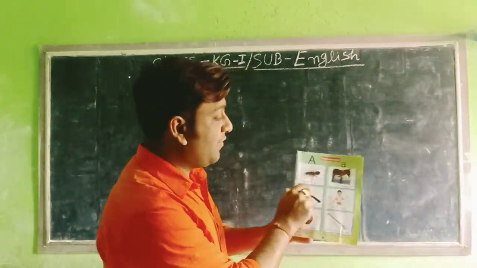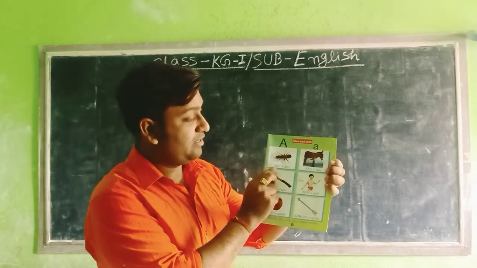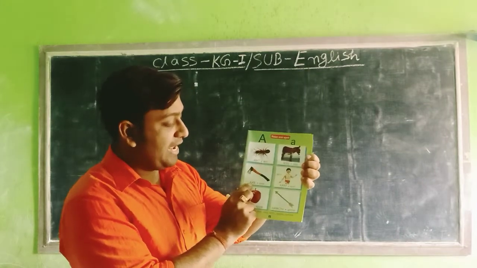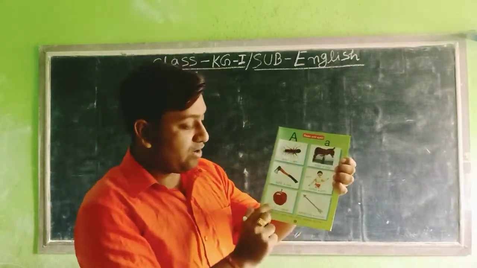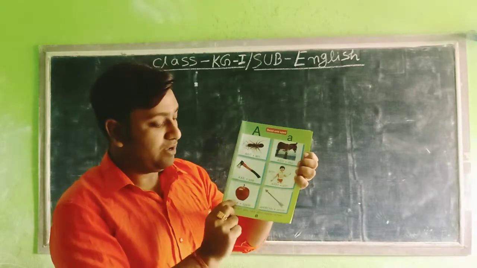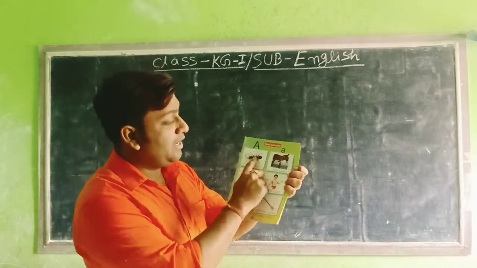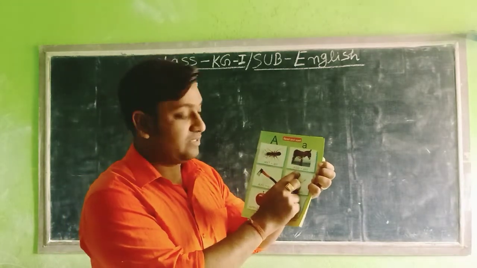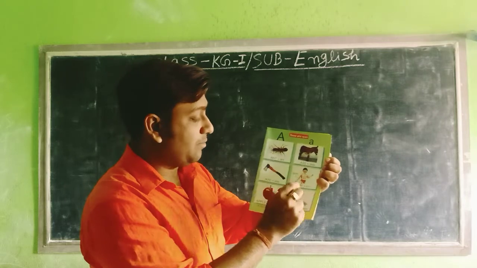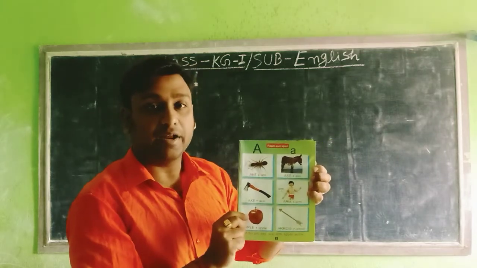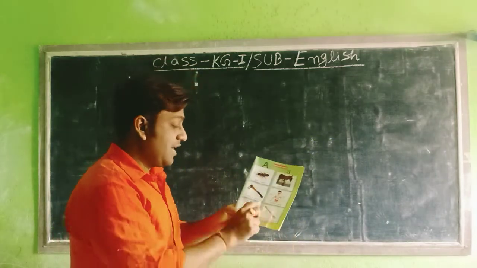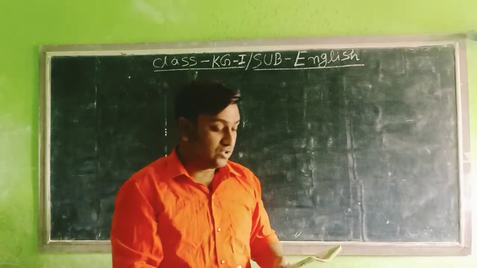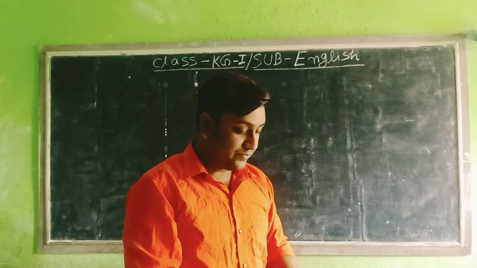Just like A. A for ant. Next, A for axe. A for apple. This is an apple. A for ass. Next, arm. A for arm, A-R-M. Next, arrow. A-R-R-O-W, arrow. Okay, so read attentively.